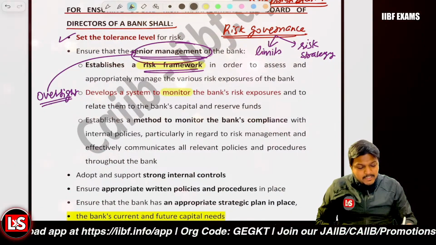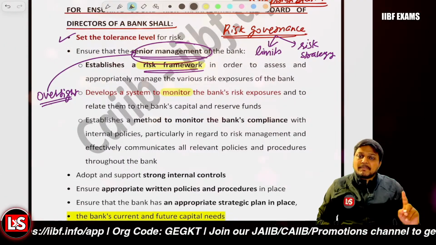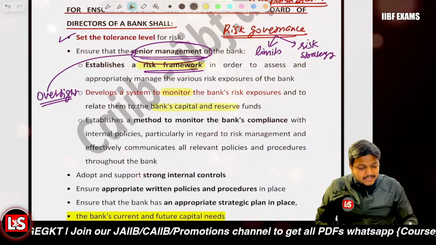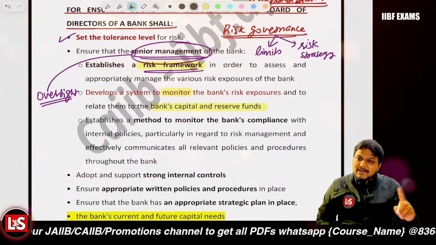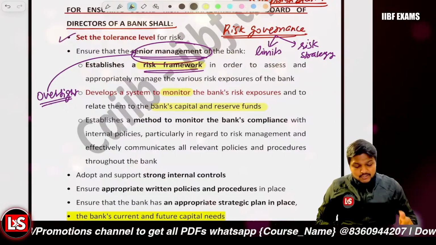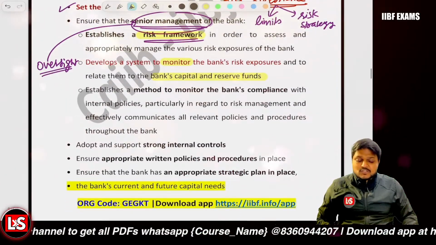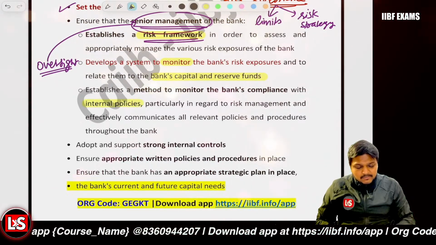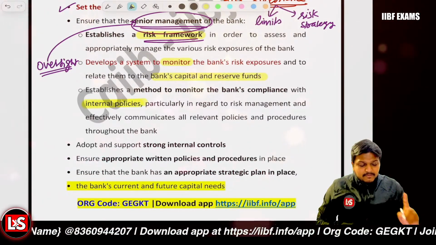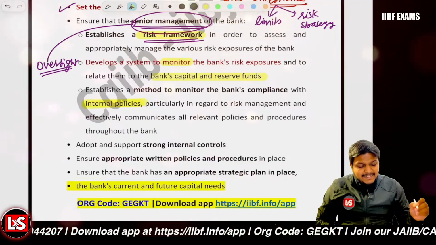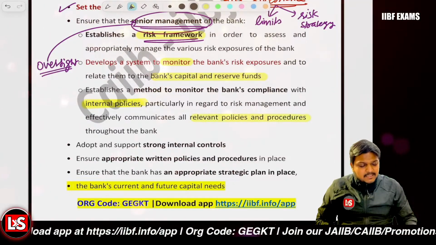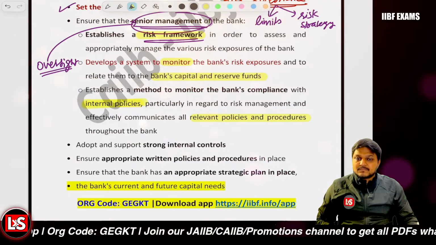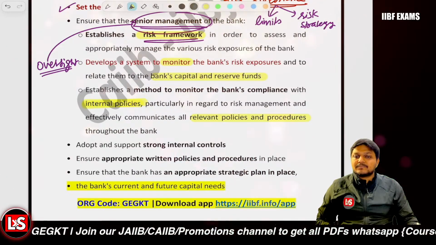Proper monitoring is to be done. A monitoring system should be there. We should be comprehensive, right? And we should be linking the risk to the bank's capital and reserve funds. Senior management must be doing that. And also, the senior management is to make sure that we are conforming with the internal policies. Whatsoever the risk guidelines are there, relevant policies and procedures are there, those must be followed. Those must be communicated, right? That must be taken care.